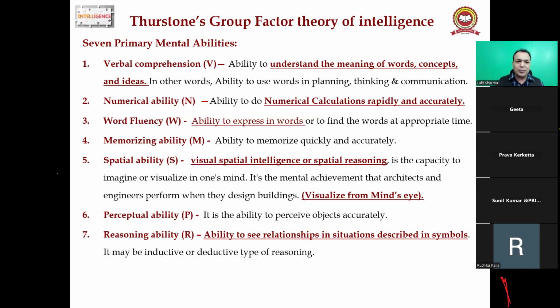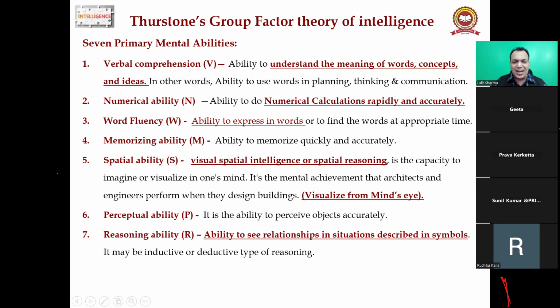You have seen that they have memorized the things, है ना, accurately and quickly than others because they have the memorizing ability more. Next is a spatial ability. It is called visual spatial intelligence or spatial reasoning. Okay, it is the capacity to imagine or visualize in one's mind.